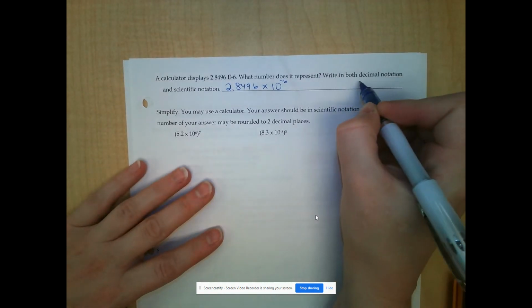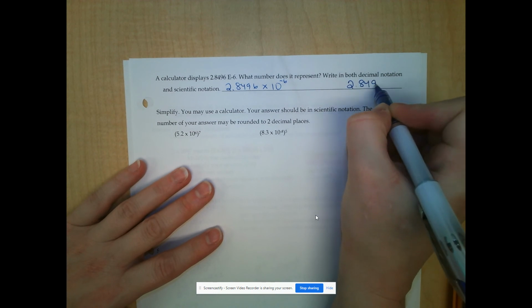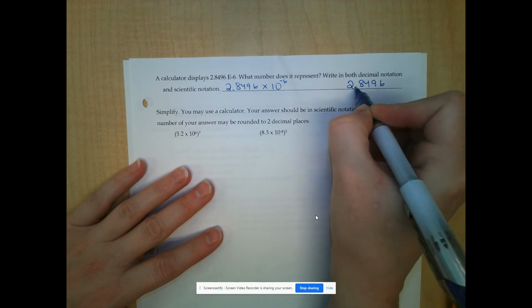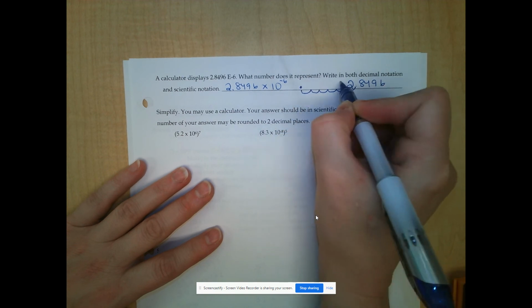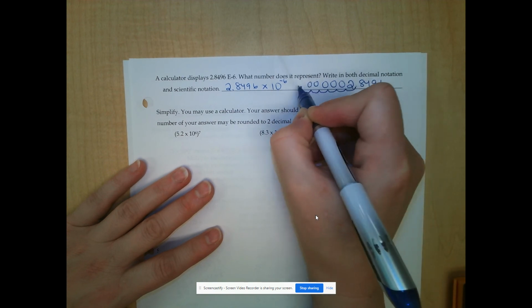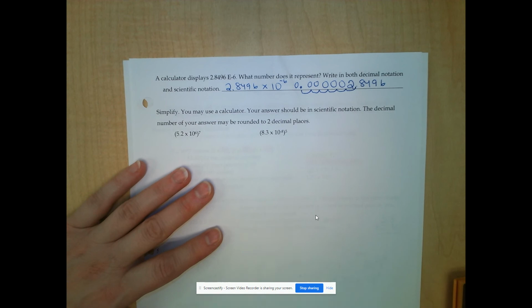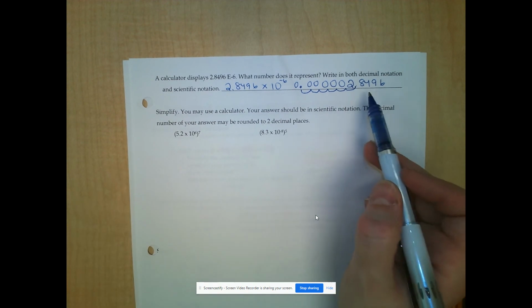In order to display this one, I'm going to write 2.8496, and I'm going to take my decimal point and go 1, 2, 3, 4, 5, 6 places to the left. I'm going to fill in zeros in all of those spots. And you'll notice how long this is now, and that's why the calculator couldn't display everything.